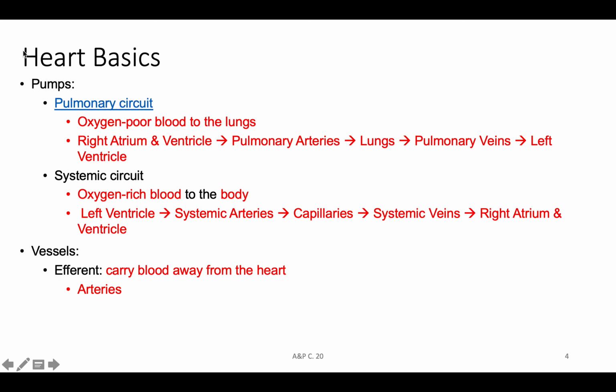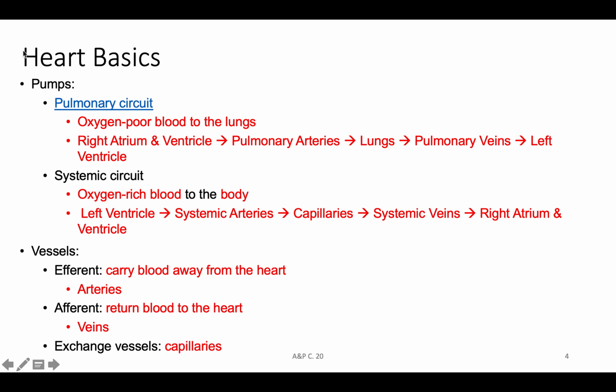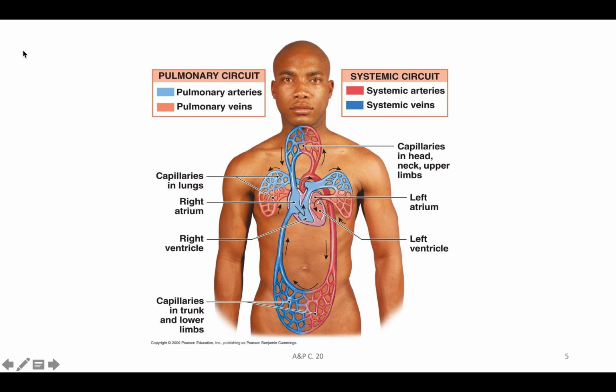You also have to understand the different vessels that are involved with the heart. So we have efferent vessels. Efferent vessels' jobs are to carry blood away from our heart. Those are our arteries. Arteries take blood away from the heart. Where afferent vessels, or our veins, return blood to the heart. So arteries carry blood away, veins bring blood into the heart. And then we have our exchange vessels, or our capillaries, where that exchange of dissolved gases is taking place.